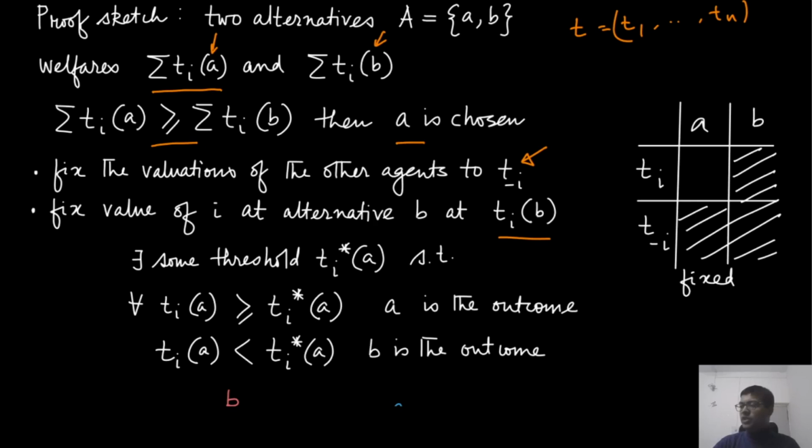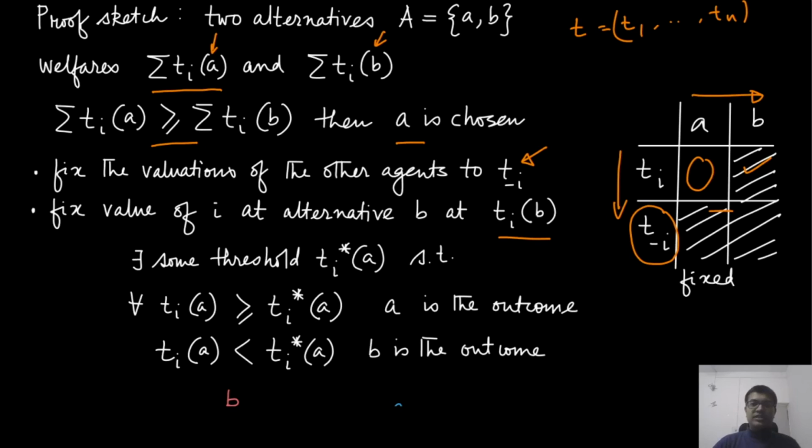If you want to draw a diagram, this is the player direction and this is the alternative direction. For all the players except agent i, their types for both these alternatives are going to be fixed, and for player i, B is also fixed. The only change that one can have is at Ti of A.